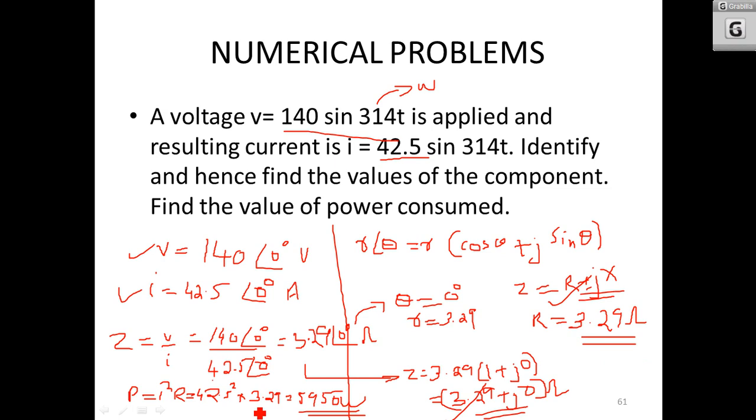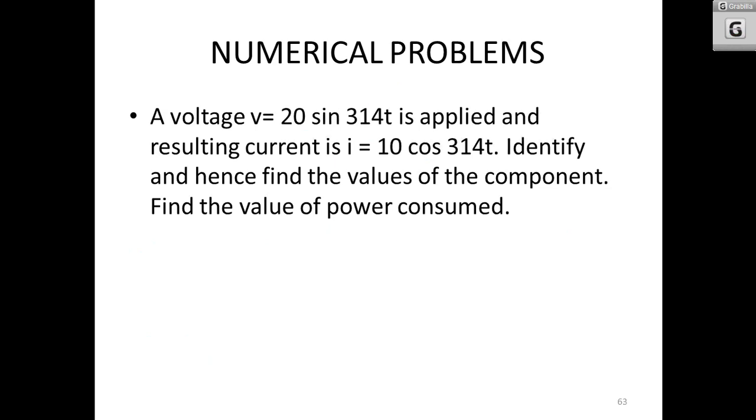So this is a basic problem regarding a resistor. If you are able to understand this problem, the next problem you will be able to understand much easier. Going into the second problem: a voltage is given as 20 sin 3140 and current is given as 10 cos 3140. Identify the component and hence find its value. Find the value of power consumed.